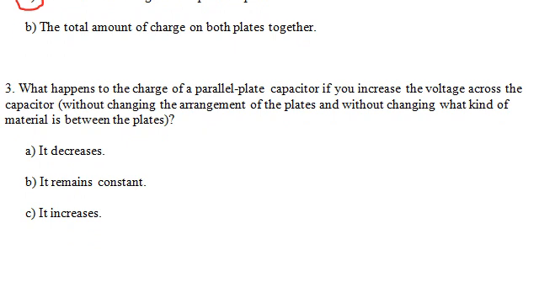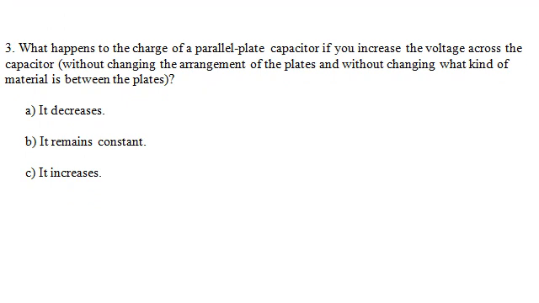Alright. What happens to the charge of a parallel plate capacitor if you increase the voltage across the capacitor without changing the arrangement of the plates and without changing what kind of material is in between the plates? So C is a constant if you don't change the physical characteristics of the capacitor, and we're assuming that you don't change the size of the plates either. It's hard to do that. But Q is equal to CV.